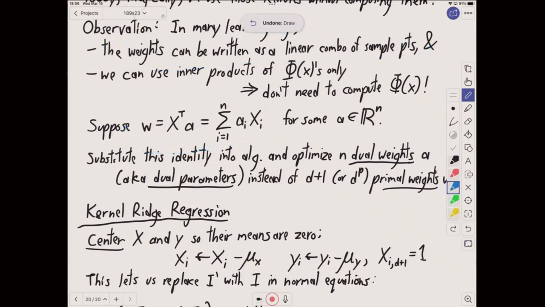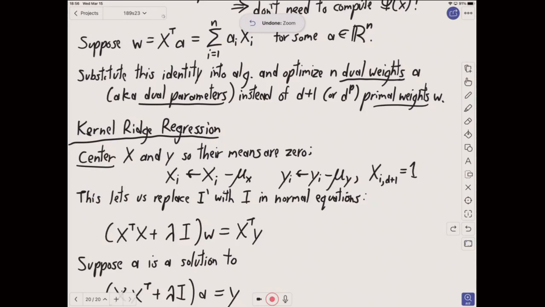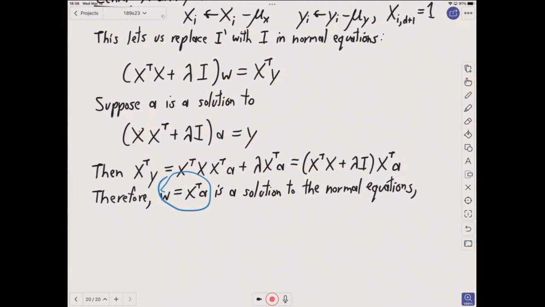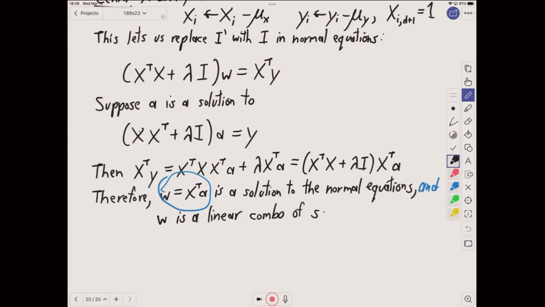So let me just say that again, because that conclusion is really important. We have shown that if you solve it this way, you always get w as a linear combo of the sample points. All right, so again, we refer to a as, remember, the dual weights, so this particular a is a dual solution.